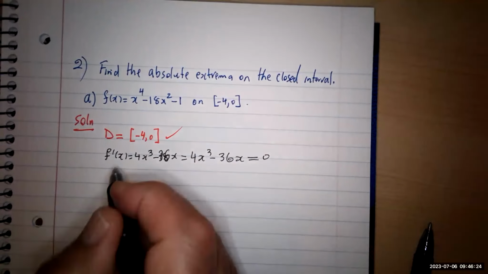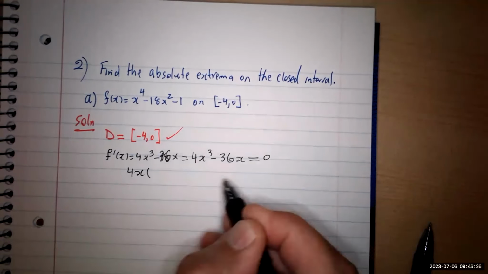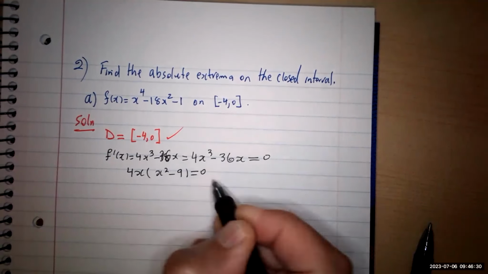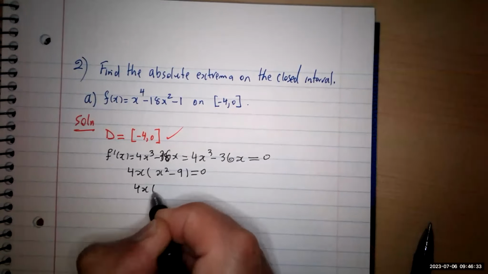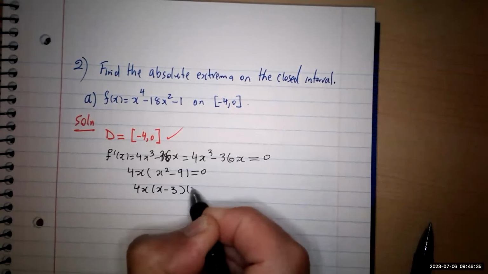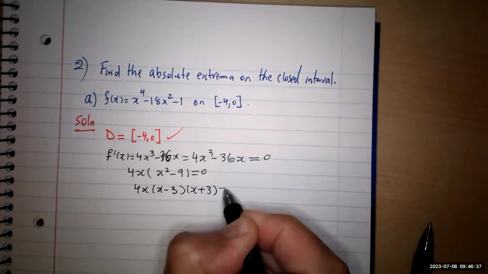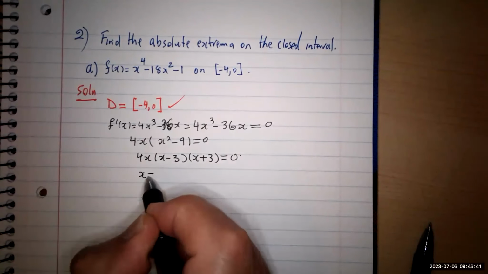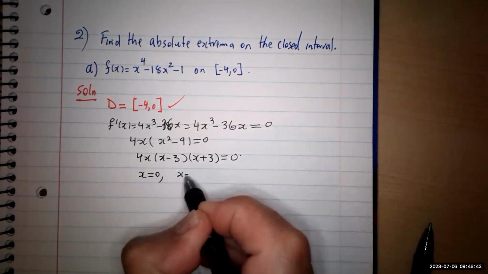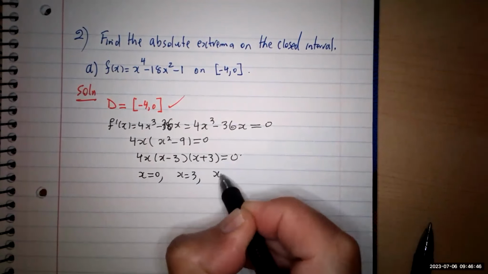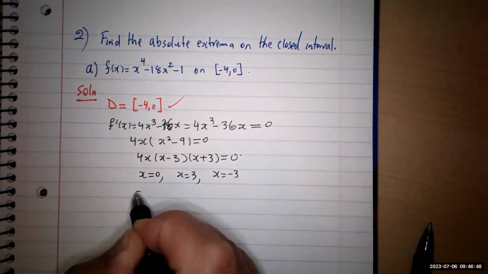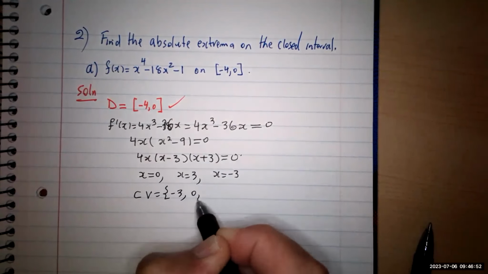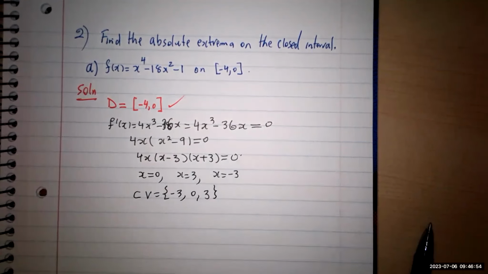Factoring method to solve it. Factor 4x out, so that gives x squared minus 9 equal to 0. You can handle the other one, but you can factor it as well. So you have 3 solutions: x equal to 0, x equal to 3, x equal to -3. So your critical values are going to be -3, 0, and 3. Any question?